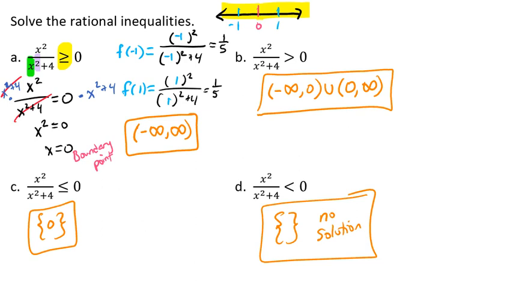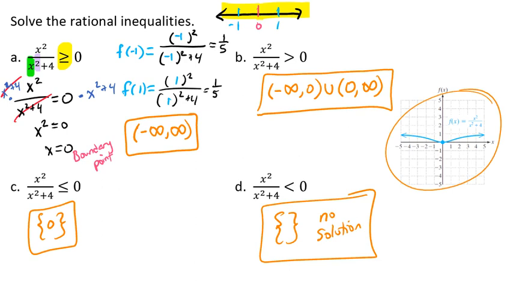Let's take a look at the graph, just so we can get an idea visually of what this might look like. Here we can see a picture of our graph, and we can see that it never drops below our x-axis. It's positive all the time. And so that's why our solution sets are what they are. So this was an example of how to solve rational inequalities that have special case solution sets.